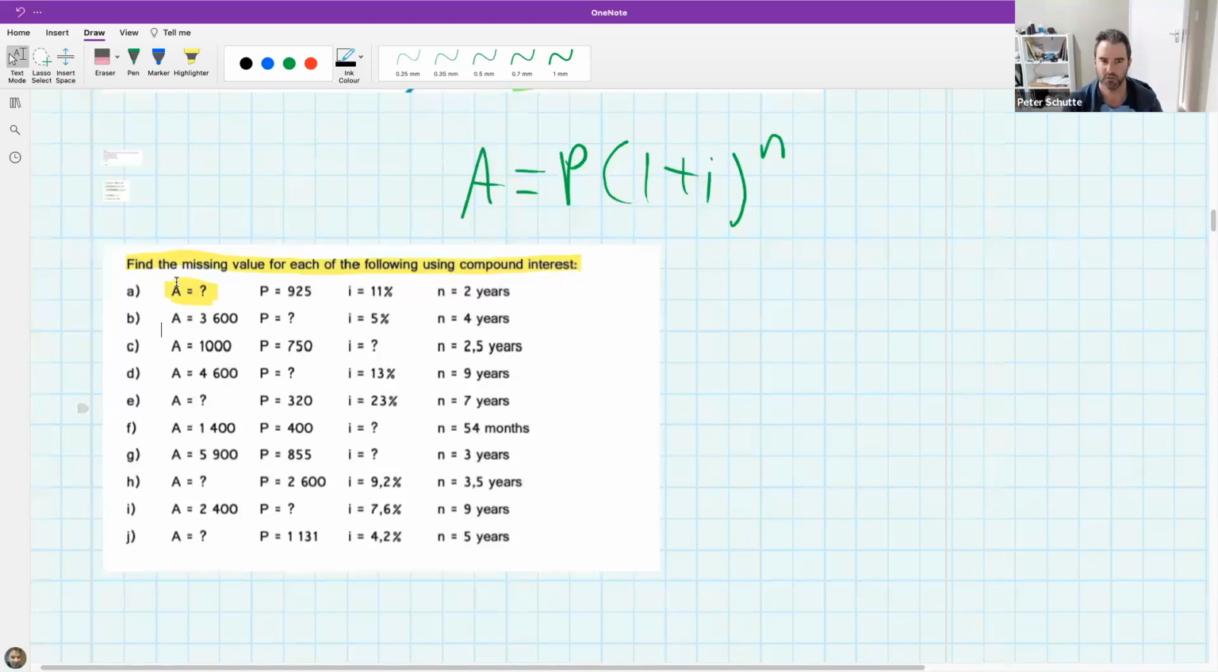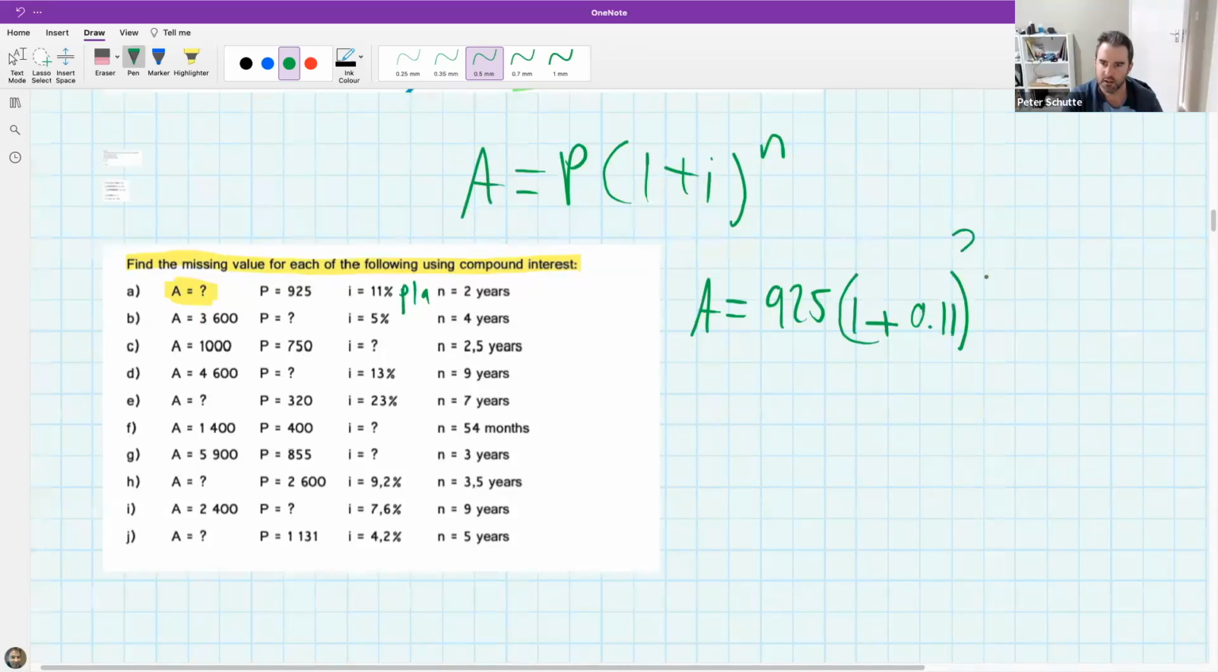So ask yourself, what have you got? Now, this really should tell you per annum. So I'm going to put that in. So I'm going to go with 925. And then I'm going to say 1 plus 0.11, and we're going to get 2.